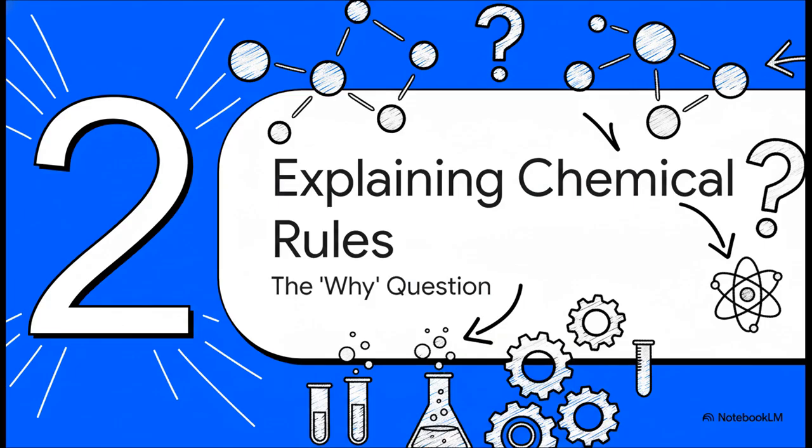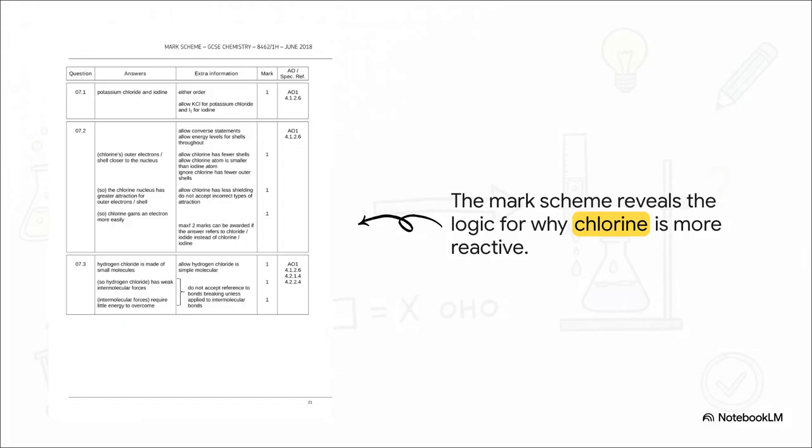Okay, let's switch gears. We've done the how, now let's dig into the why. These next questions are all about checking your understanding of the fundamental rules of chemistry. It's not enough to know what happens. You've got to explain the science behind it. And you guessed it, we're going right back to the source. This is the actual mark scheme for a question about reactivity. And as you can see, the perfect answer isn't just one fact, it's a really specific chain of logic. So let's break that down piece by piece.